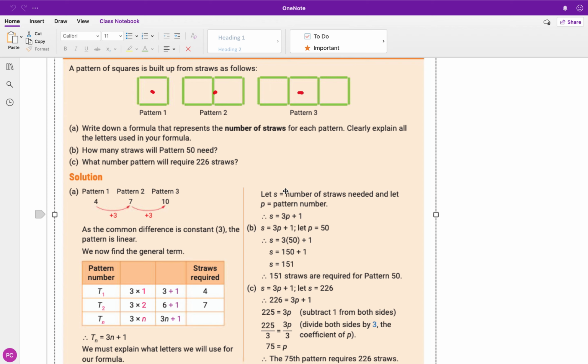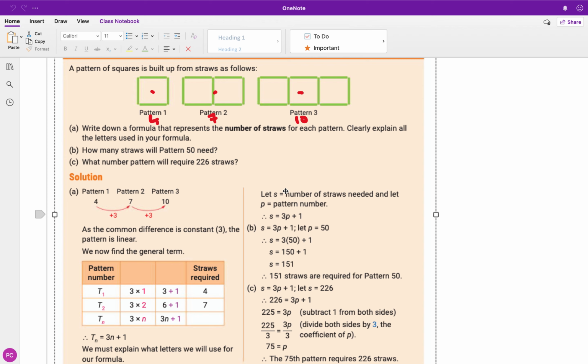So in pattern 1, how many straws? Before I even look at the question, I always say, well, how many straws have I got? I have 4 straws in there, 7 straws in here, and 10 straws in there. Is that right? 1, 2, 3, 4, 5, 6, 7, 10, I have. Write down the formula that represents the number of straws for each pattern, and clearly explain all the letters used in the formula.